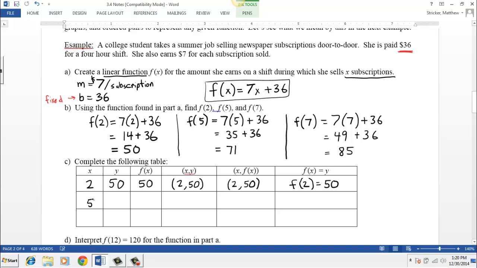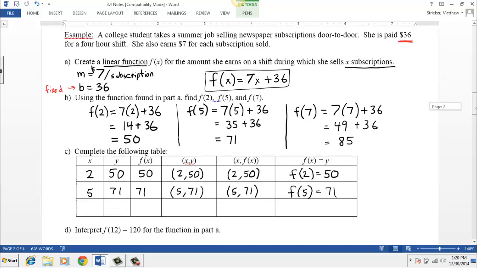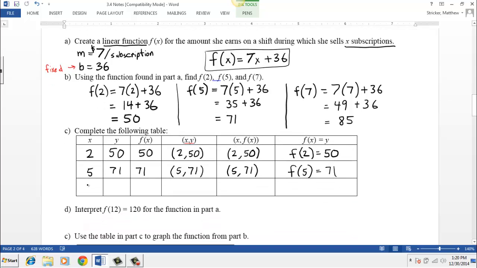So the next one would be 5, 71. F of x would also be 71. This says that when x is 5, y is 71. When x is 5, f of x is 71, which means f of 5, when the input's 5, the output is 71. And you should also be able to do the next one. When x is 7, y is 85, or when the input's 7, the output's 85, which means f of x is also 85. Ordered pair would be 7, 85, or x comma f of x is 7, 85, and f of 7 equals 85.